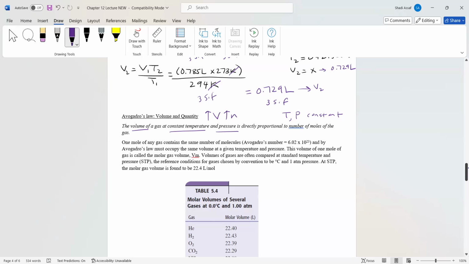So the volume of 1 mole of gas is called the molar gas volume, very important. And interestingly enough, volumes of gases are often compared at standard temperature and pressure, which we will talk about in the next video, STP, in case that's given to you. And STP basically is where you have the temperature as 0 degrees Celsius, which is 273, and the pressure is 1 atmosphere.